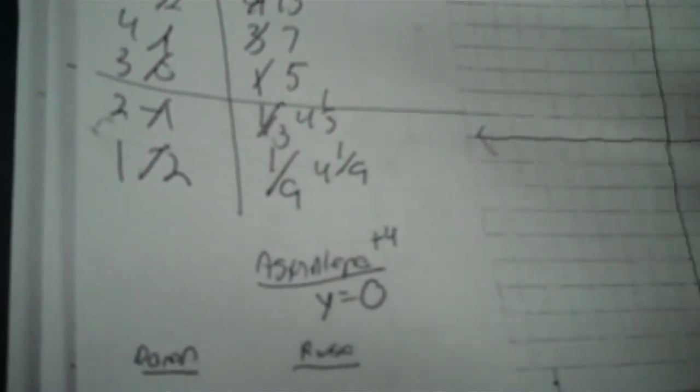So that would be 13. 3 plus 4 is 7. 1 plus 4 is 5. 1/3 plus 4 is 4 1/3, and that's 4 1/9. Okay, and you also got to add 4 to the asymptote. Okay, so that would just make 4. Okay, so I'd start graphing here, 5, 13.